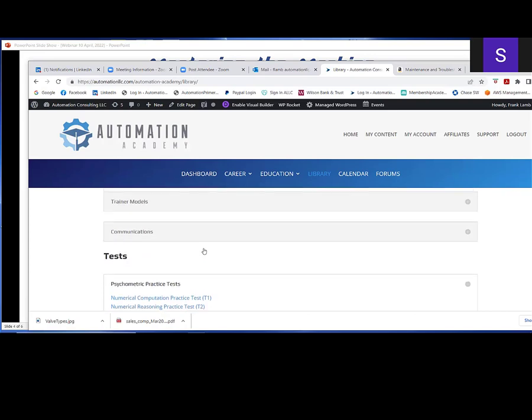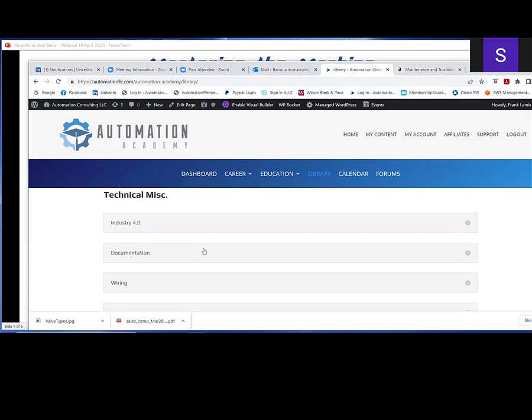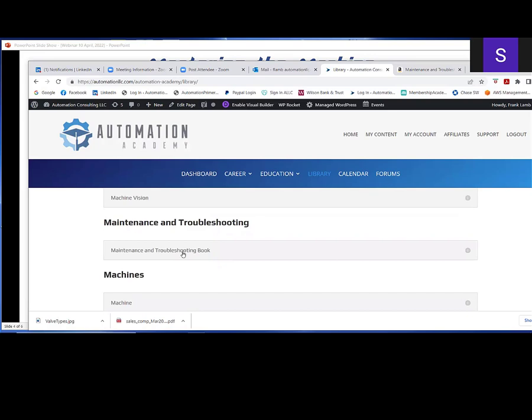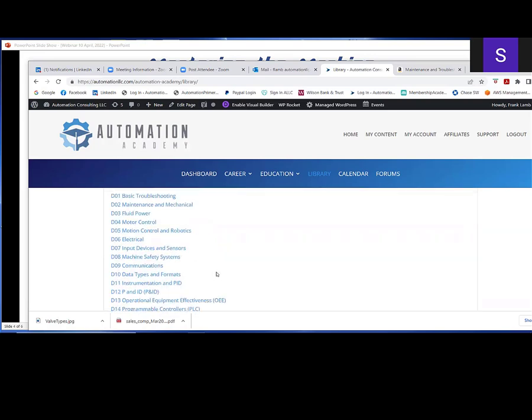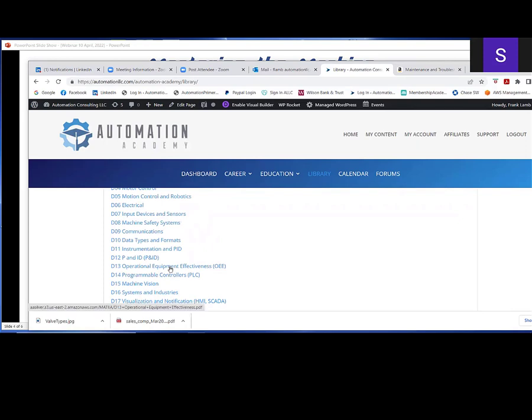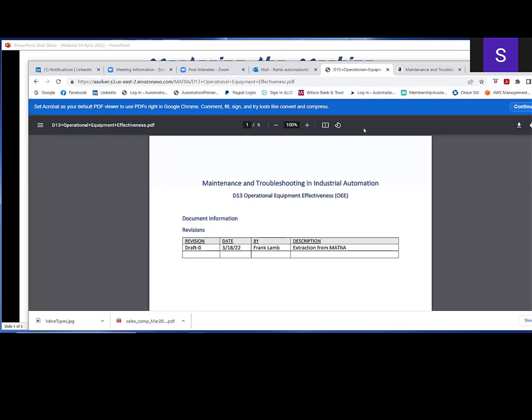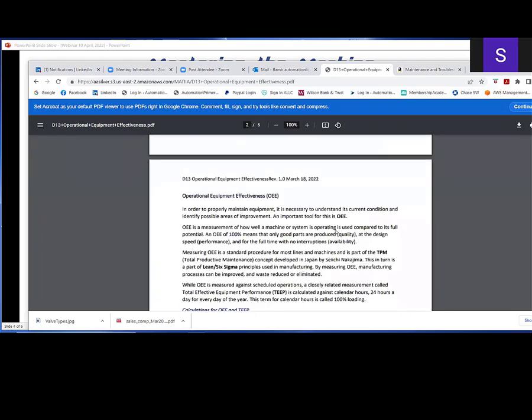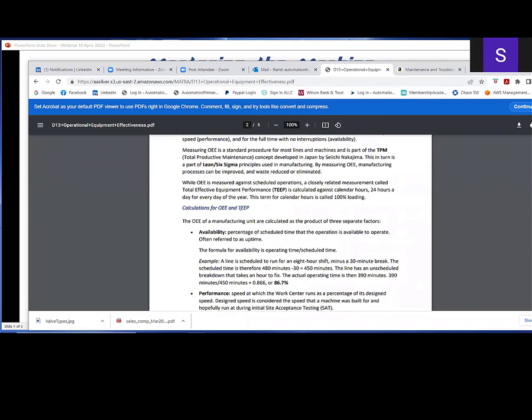I'm going to give you a quick example of how you would open one of these documents. I had to protect a lot of this so that people can't just pass PDF addresses around. If I open the operational equipment effectiveness, it opens the PDF. You can see here, I put the document information here, and then you can save it. So this is a section straight out of the book. I just copied sections out of the book here.